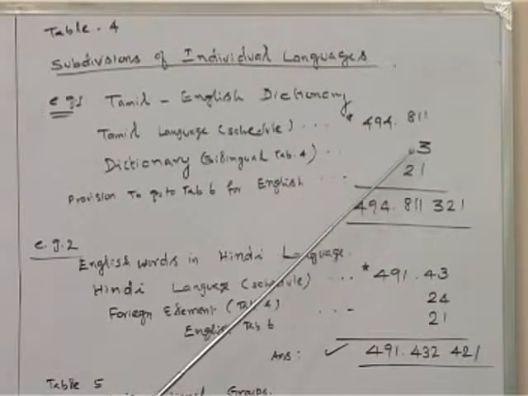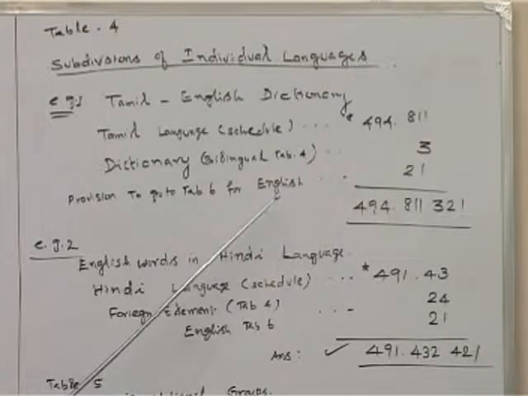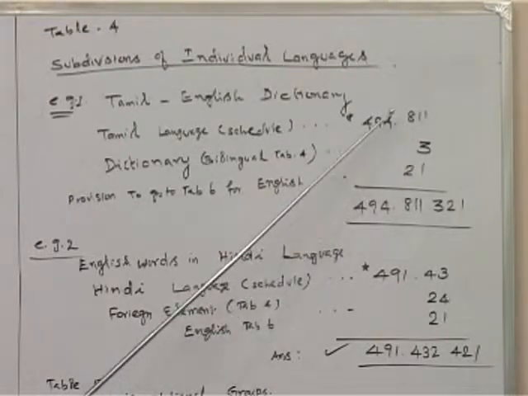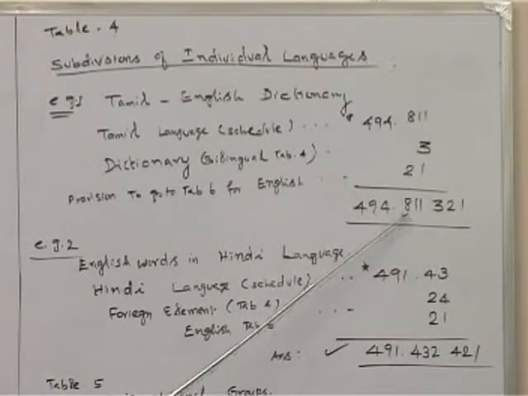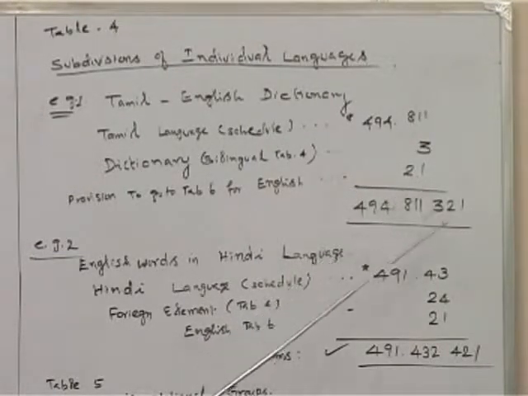Bilingual dictionary, table 4, number 3. Then the provision has been given for the other language to go to table 6. In table 6, the English number is 21. Now the final answer is 494.811, which is the Tamil language number, then 3 for dictionary, then 21 for English from table 6. So this is the simple example you can understand.